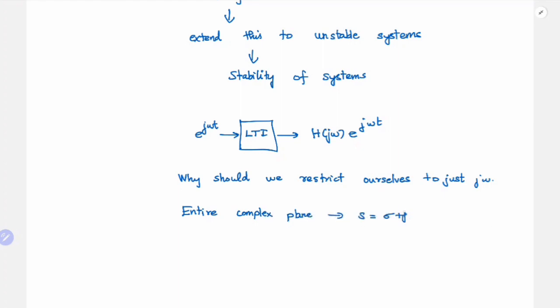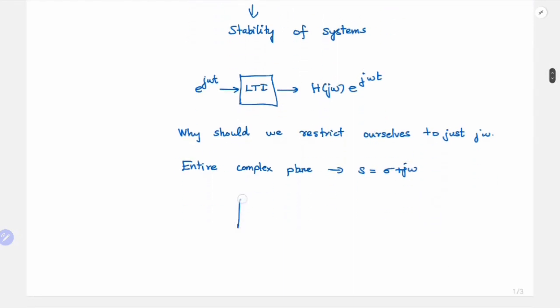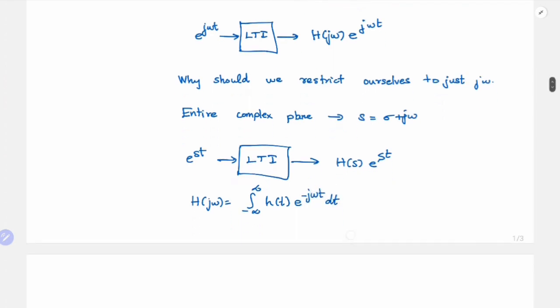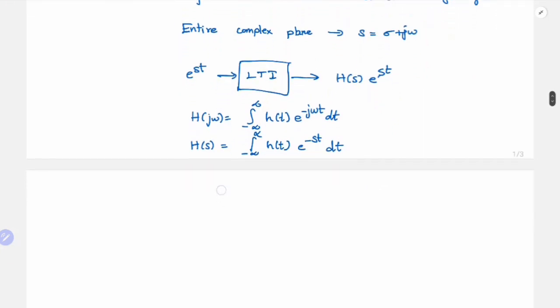So it is s equal to sigma plus j omega for all sigma and all omega, because we already know that e power st is also the eigenfunction of LTI system. We get h of s e power st, and h of j omega was nothing but integral minus infinity to infinity h of t e power minus j omega t dt. So similarly h of s is again nothing but integral of h of t e power minus st dt, right? So in other words, this is our Laplace transform. This was our Fourier transform.